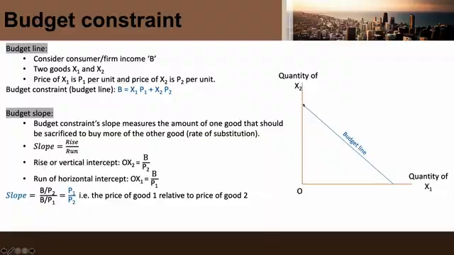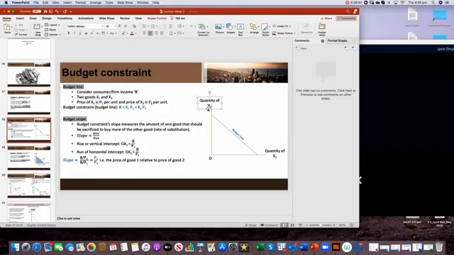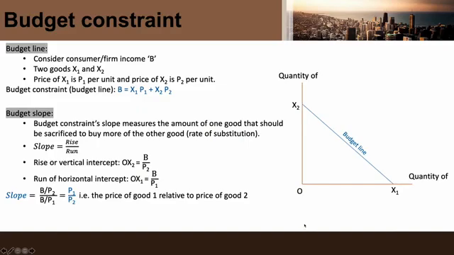So I think I should move the points to make it easier for you to understand. Let's say this is X2 and this point here is X1. It's easier this way. So the slope will be rise upon run, which is OX2 upon OX1.